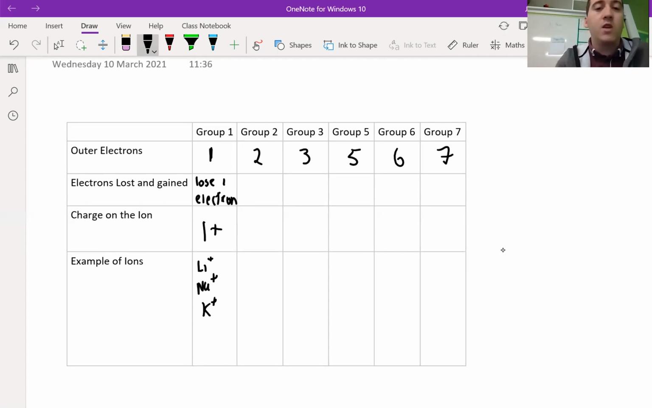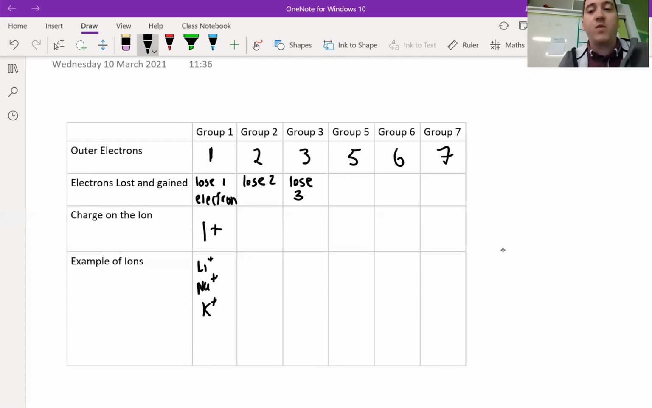What's going to happen? Group two, are they going to lose or gain electrons? Well, they're going to lose 2. It's closer and easier for them to lose 2 electrons. What about group 3? Again, this is closer to 0, if you like. So they are going to lose 3.